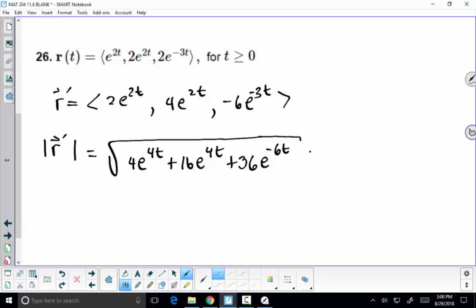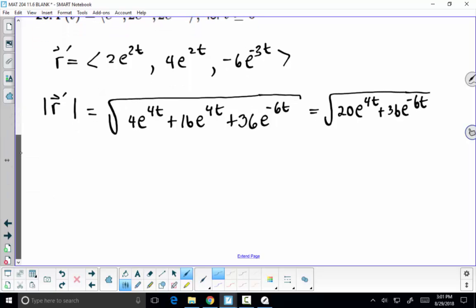Not a lot we can do in here. Looks like we can combine the first 2 terms only. What's that, 20e to the 4t? Now, of course, you could take that negative 6t, put it down in the denominator, get a common denominator, and simplify it in some ways. I'm just going to leave it like that for the time being. So that is the length of the derivative vector.